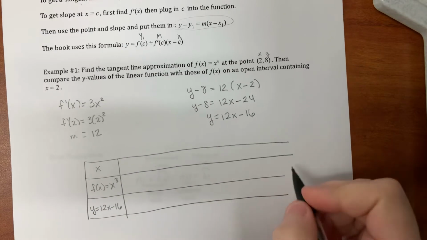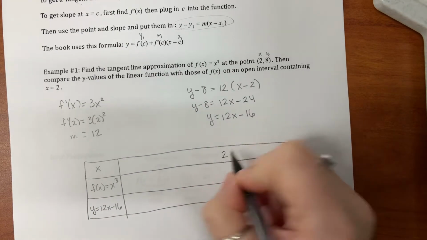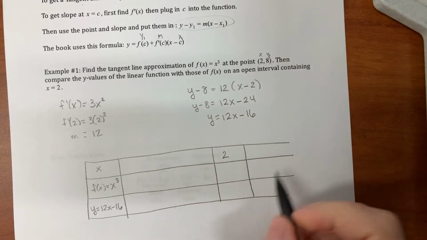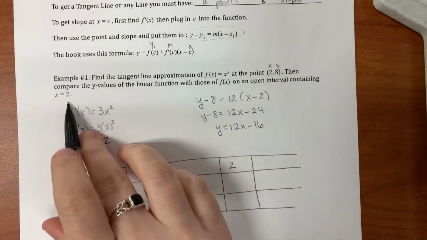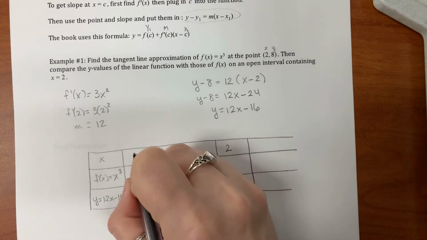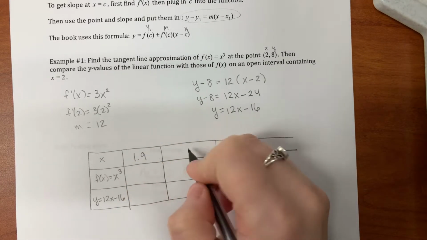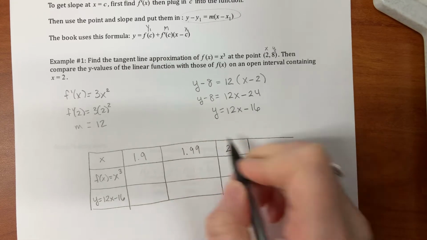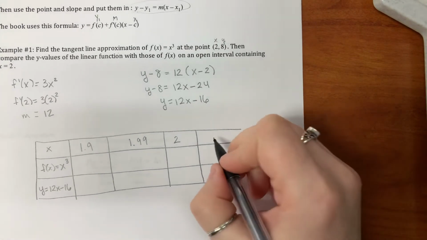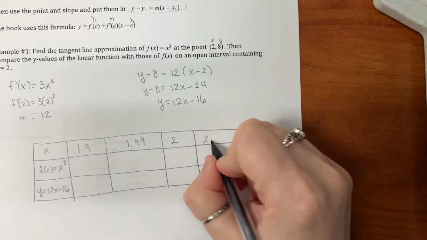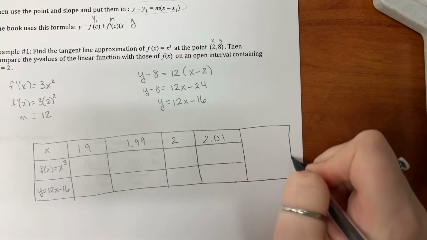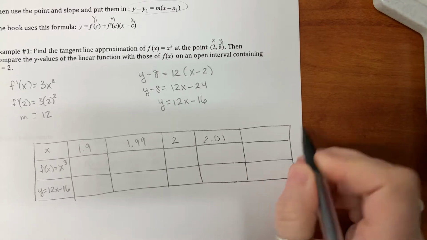So what I'm going to do, so they were talking about the point 2. We talked about that before, where we say, okay, well, if I'm going to find this open interval containing x equals 2, I'm going to look all around it. So I'm going to look at like 1.9, and then I'm going to get a little bit closer to it and say, how about 1.99? I could have even done another one in there and said 1.999. I really only need a couple, so I'm just going to do that. And then after 2, that would be 2.01. And then back here, I'm going to put 2.1.